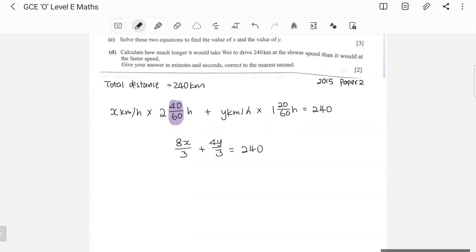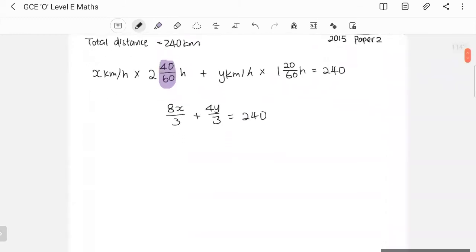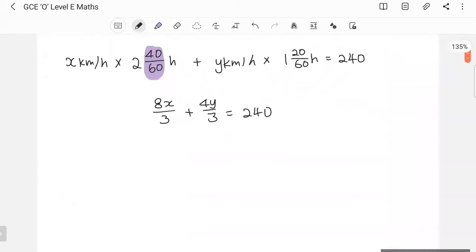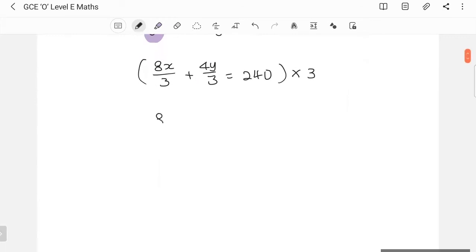So this is what I do to simplify. Sometimes when we see algebra questions, we see a lot of fractions, a lot of denominators. Personally, I don't really like to see fractions, so I want to remove the denominators. Since they have the same denominator, I will remove it by multiplying the denominator away. So I will have 8x plus 4y equals 720.